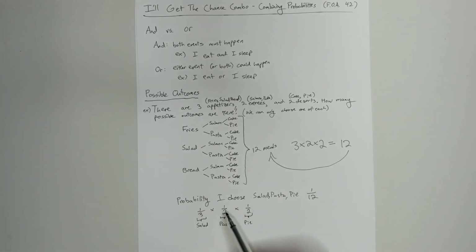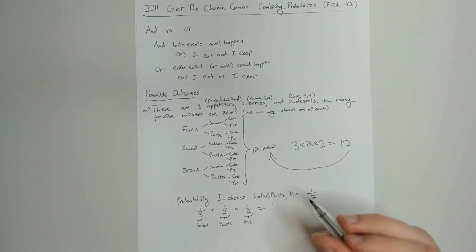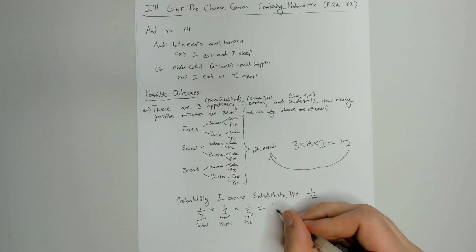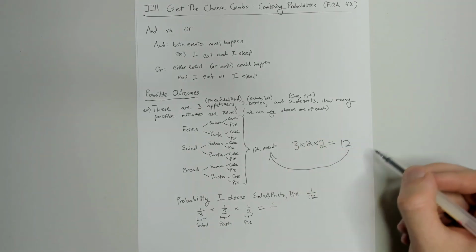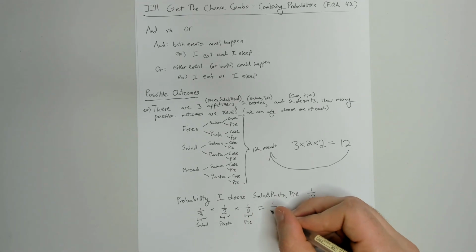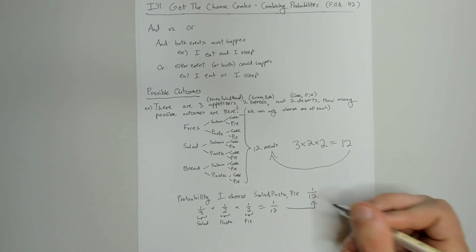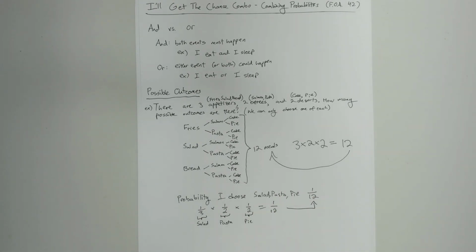Because notice, 1 times 1 times 1 in the numerator is 1. 3 times 2 times 2 in the denominator, that's right. That's the possible outcomes that we just calculated there. That's 12, and that gives us exactly what we see right there. So this is the probability we choose a salad and a pasta and a pie.